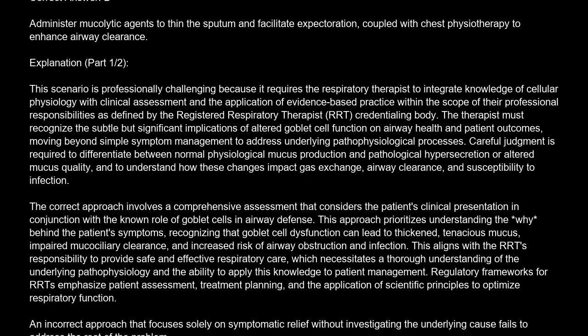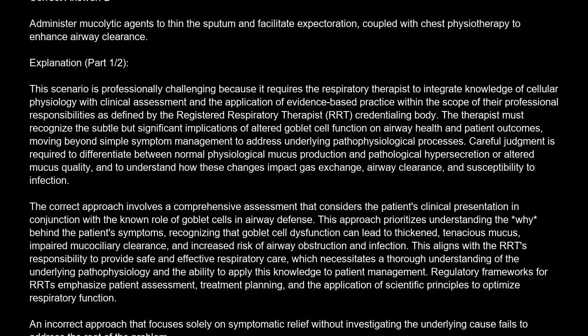Explanation: This scenario is professionally challenging because it requires the respiratory therapist to integrate knowledge of cellular physiology with clinical assessment and the application of evidence-based practice within the scope of their professional responsibilities as defined by the Registered Respiratory Therapist (RRT) credentialing body. The therapist must recognize the subtle but significant implications of altered goblet cell function on airway health and patient outcomes, moving beyond simple symptom management to address underlying pathophysiological processes.